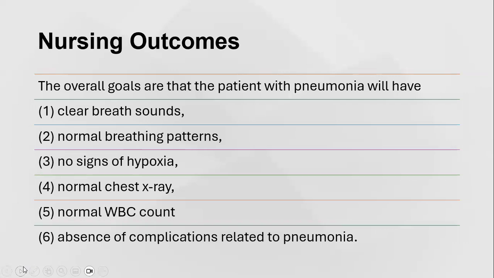You are expected to have patients with: one, clear breath sounds; two, normal breathing patterns; three, no signs of hypoxia, of course; four, normal chest x-ray; five, normal blood count, white blood cell count; and six, absence of complications related to pneumonia such as pleural effusion and also pneumothorax.